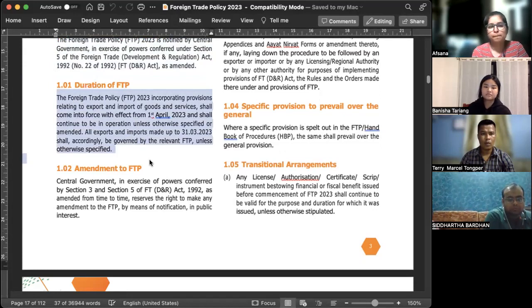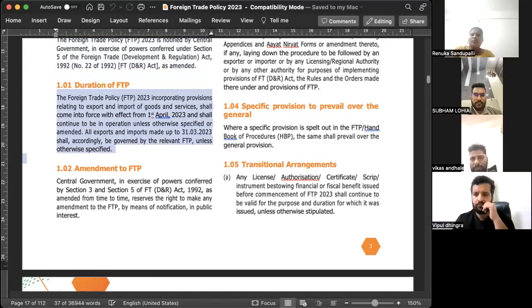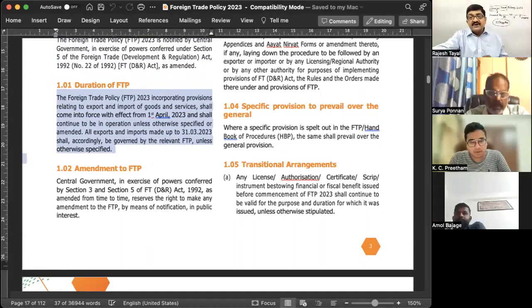Earlier, all the foreign trade policies framed by the government were given a validity period of 5 years. In this policy, no validity period is fixed. It will continue to be foreign trade policy 2023, even in the year 2035 also.